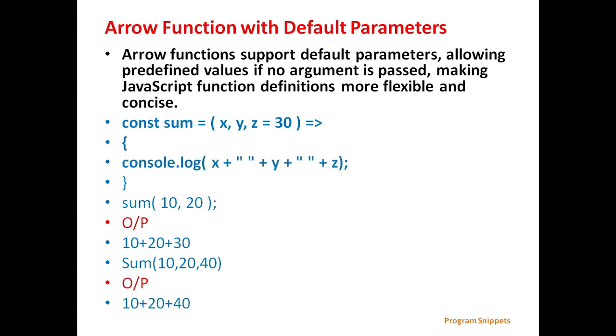And if we print x, y, z and we call the function sum(10, 20), it will give the output 10 plus 20 plus 30, since we have provided 30 as a default value for z. And if we call the function sum with 10, 20, 40, it will give the output 10 plus 20 plus 40. Since we have passed the value for z, it will assign the new value to z and it will print it.